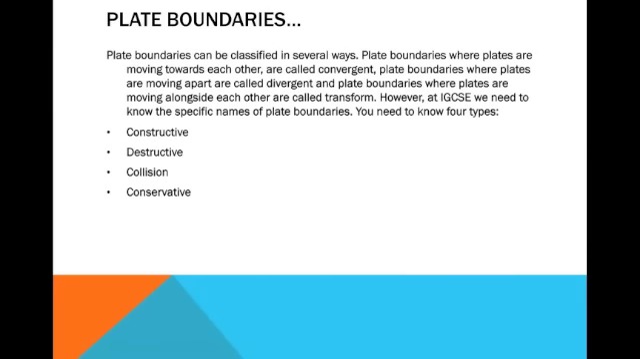So plate boundaries. Plate boundaries can be classified in several ways. Plate boundaries where plates are moving towards each other are called convergent because they're converging. Plate boundaries where plates are moving apart are called divergent because they're diverging. And plate boundaries where plates are moving alongside each other are called conservative. Sorry. However, at IGCSE, we need to know the specific names of the plate boundaries. You need to know 4 types: constructive, destructive, collision, and conservative.